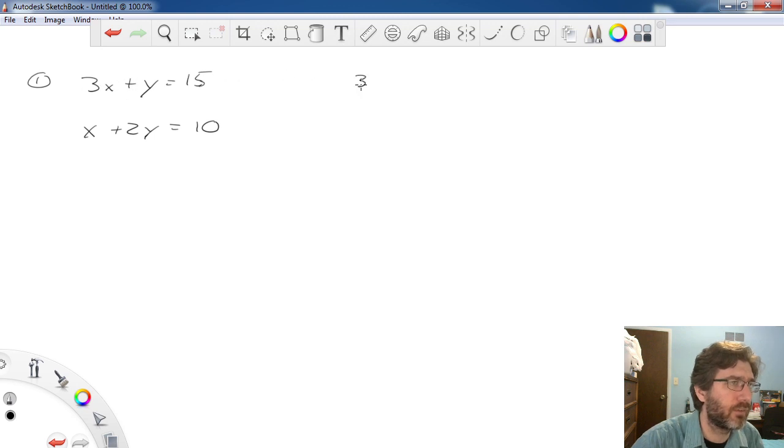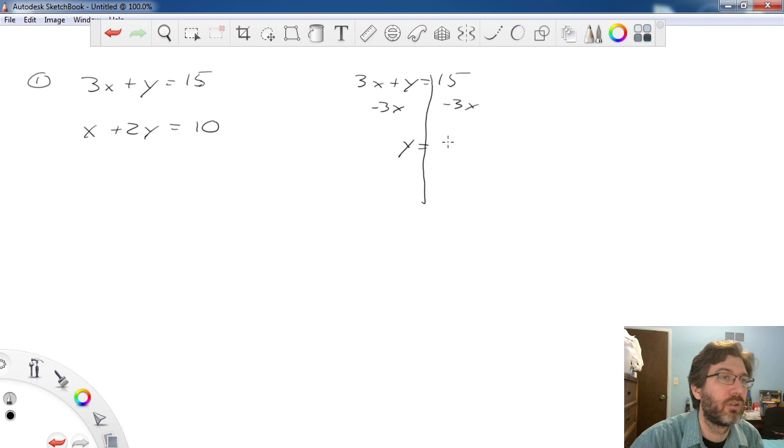So I'm going to go ahead and take the 3x plus y equals 15, and I'm going to solve for y. So in order to do that, I'm going to subtract 3x from both sides. This is a positive 3x out here, a plus sign is implied. I'm going to subtract it because I'm doing the opposite. That leaves me with y equals negative 3x plus 15.